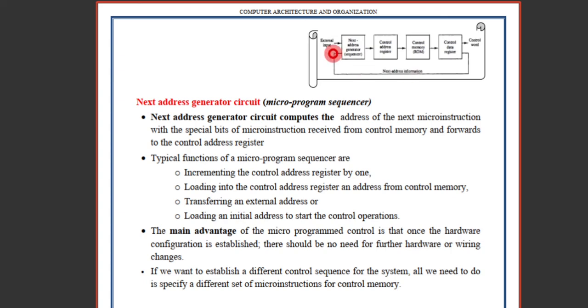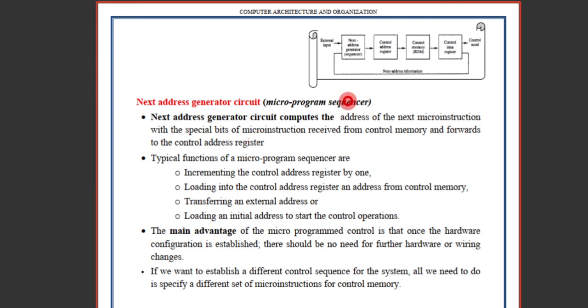The next important component is the next address generator, also known as microprogram sequencer. This next address generator circuit computes the address of the next micro instruction with the special bits received from the micro instruction and forwards it to the control address register.